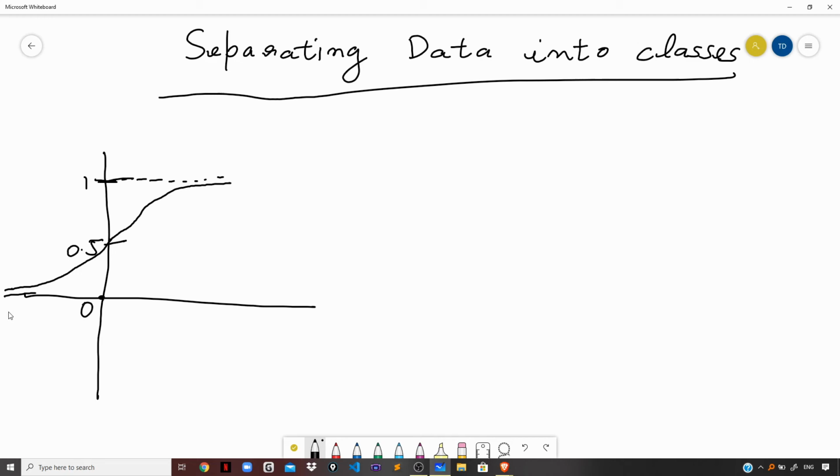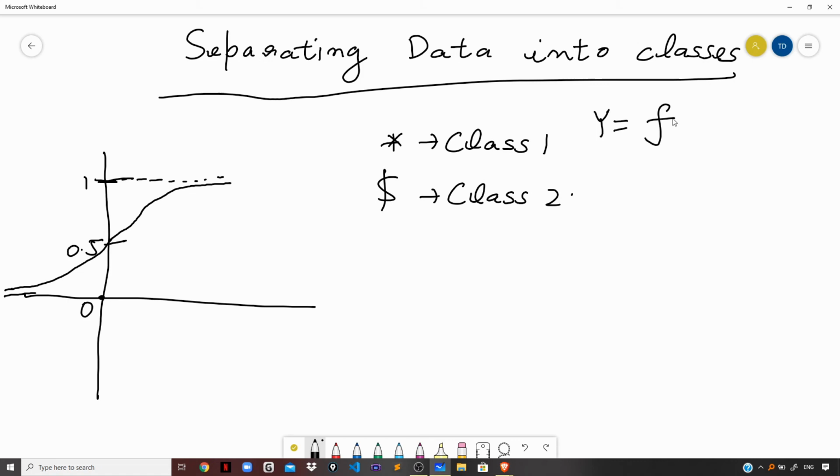So let me take an example to understand how we can make use of logistic regression for classifying our points. So let us take two classes. One is represented using asterisk, so this is your class 1. Another is represented using dollar, so class 2. Now let us take x1 input variable along the vertical axis and x2 input variable along the horizontal axis, because we know that we are making use of two classes. So our logistic function will look something like this: y is equal to f of m0 plus m1 into x1 plus m2 into x2.